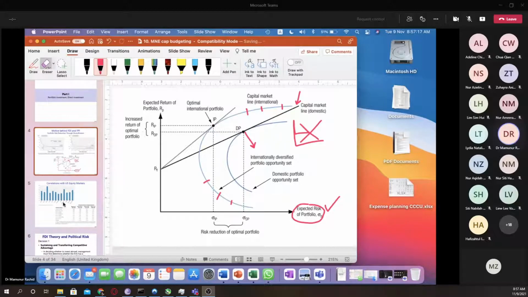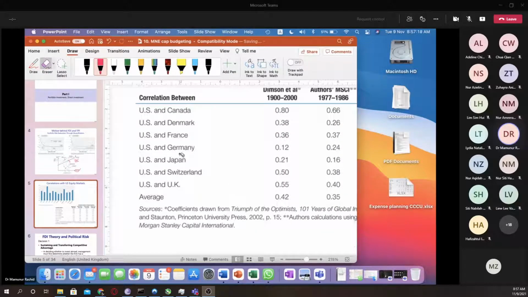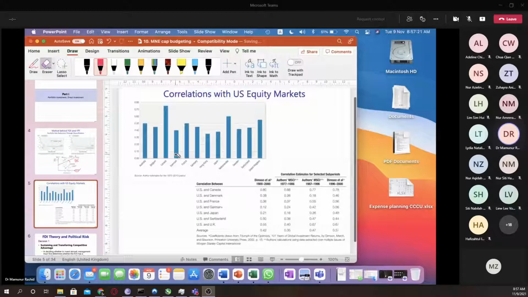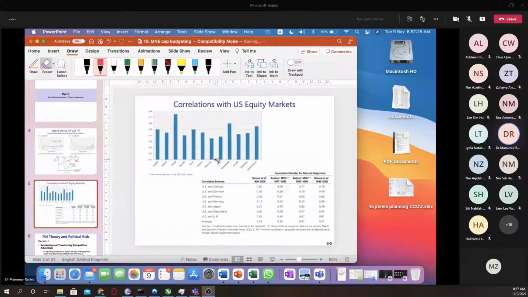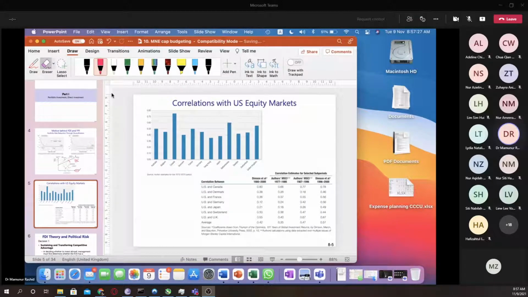In the next slide, we will talk about some return and risk issues in the international market, some correlation issues in the international market. This will help you to understand how correlation, how relationship between markets, is really important. For example, this is the correlation with the US equity market. Let's say your home country is the United States, and what is the correlation of other markets with the US market?